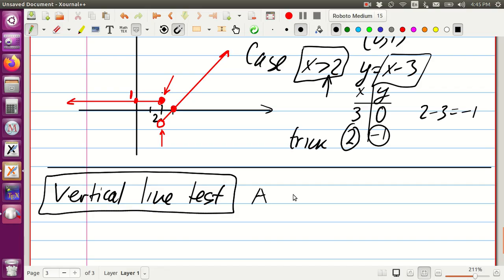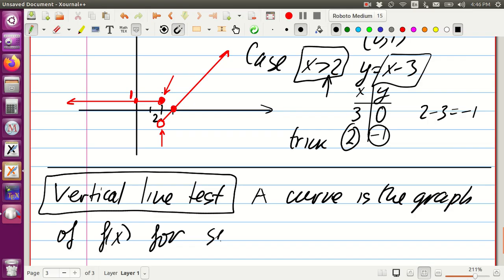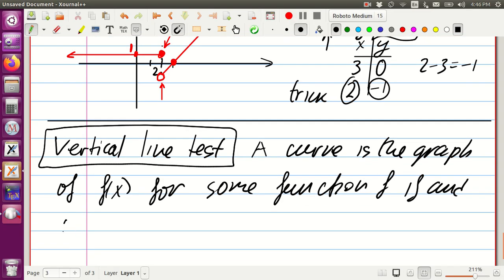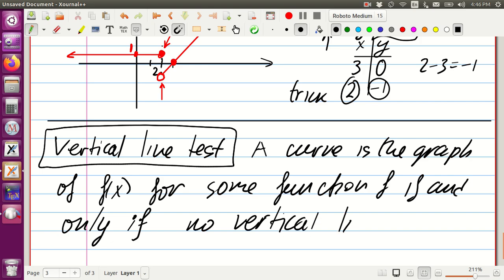We say that a curve is the graph of f of x for some function f if and only if no vertical line intersects the curve more than once.